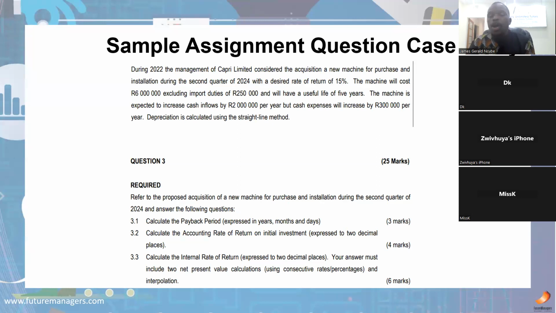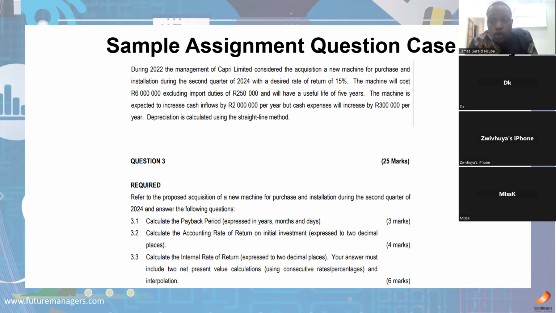Another way is to calculate the percentage return on the initial investment that I've made in each and every year. So if I invest 1 million and I get 100,000 every year, 100,000 divided by 1 million multiplied by 100 gives me 10%. This means that this investment gives me a 10% return each and every year. And that is called accounting rate of return.